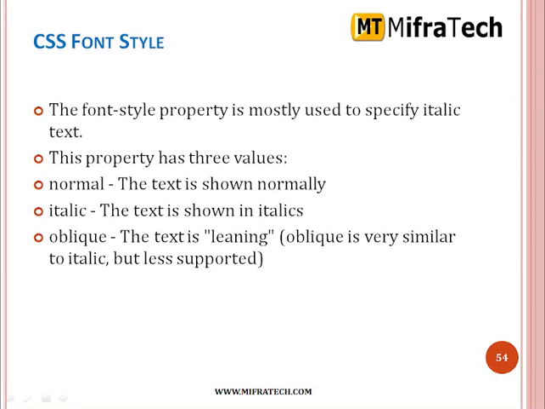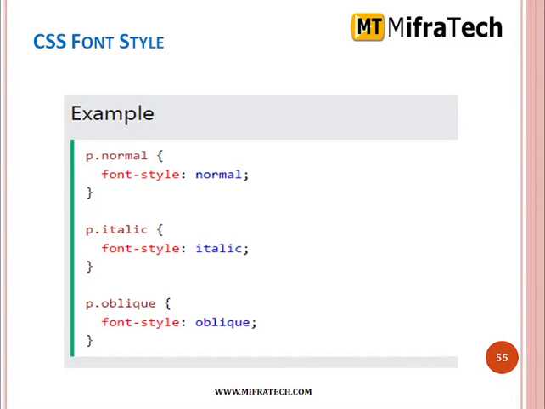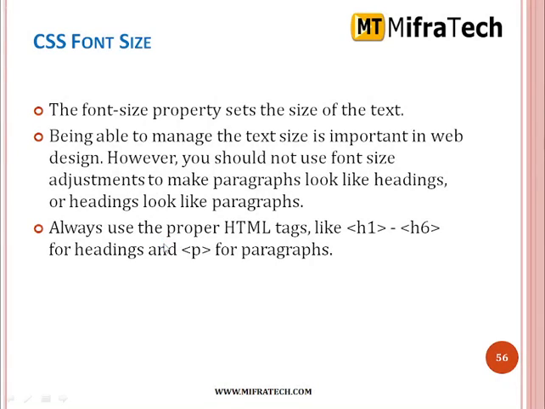Font style. The font-style property is mostly used to specify italic text. This property has 3 values: normal, italic and oblique. Normal, the text is shown normally. Italic, the text is shown in italics. Oblique, the text is leaning. Oblique is very similar to italic but less supported. Font style example: paragraphs with font-style normal, italic and oblique. You can see the difference.